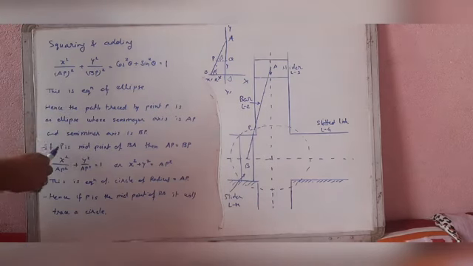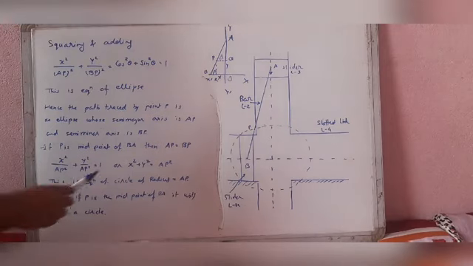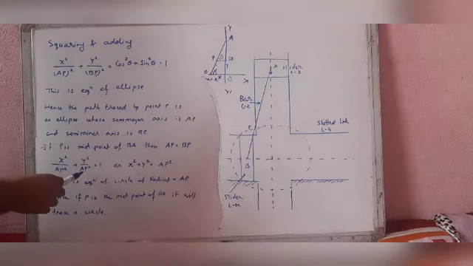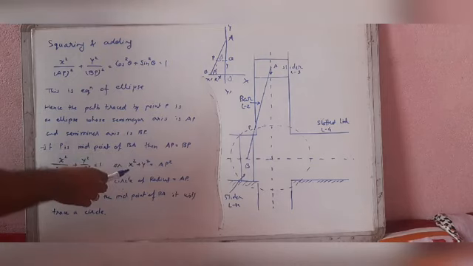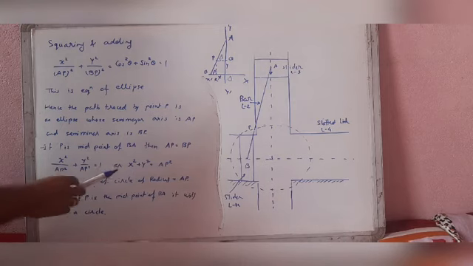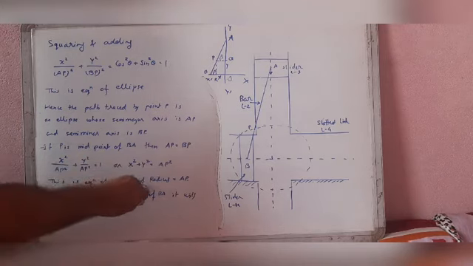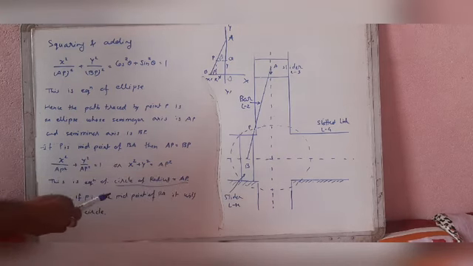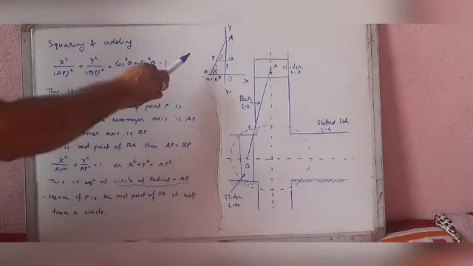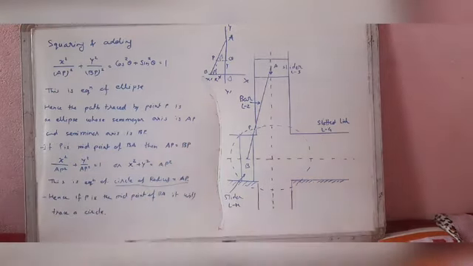If P is the midpoint of BA, then AP equals BP, so both become the same, and x square plus y square equals AP square. This is the equation of a circle of radius AP. We know the equation of a circle is x square plus y square equals radius square. Hence if P is the midpoint of BA, point P will trace a circle having radius equal to AP. Then we discuss next.